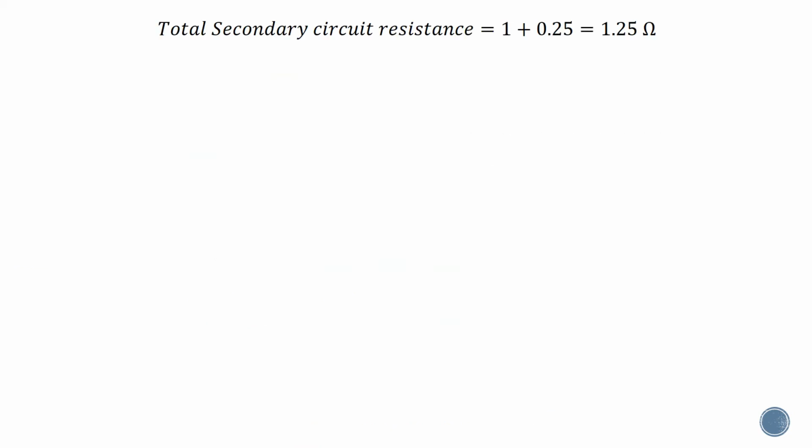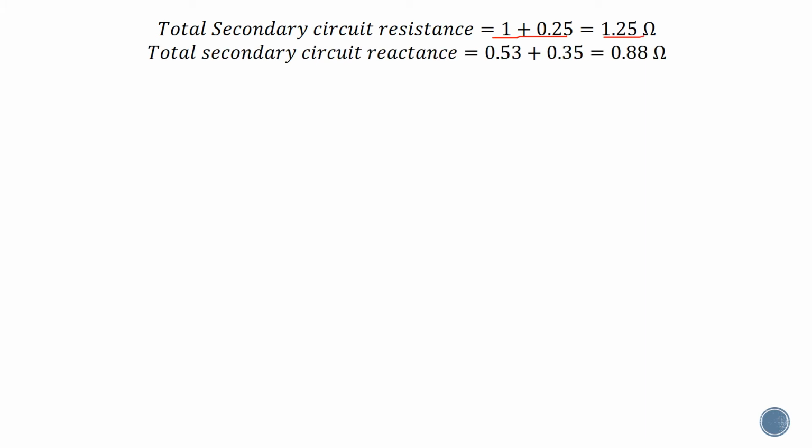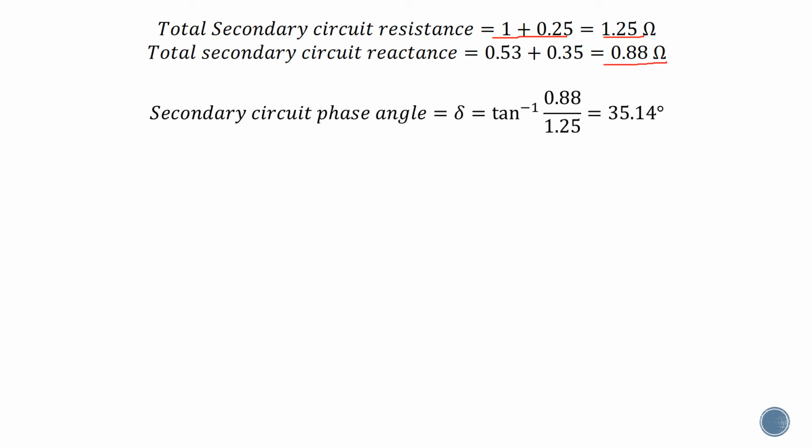First, we will calculate the total secondary circuit resistance. Since a meter is also connected in the secondary of the CT, we add its resistance to the secondary winding resistance, and we get the total secondary circuit resistance as 1.25 ohm. In the same way, we calculate the total secondary circuit reactance, which comes out to be 0.88 ohm. Now, with the help of the two, we can easily calculate the secondary circuit phase angle, that is delta.